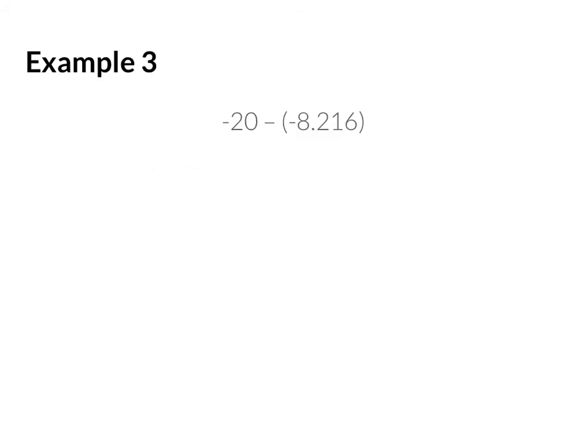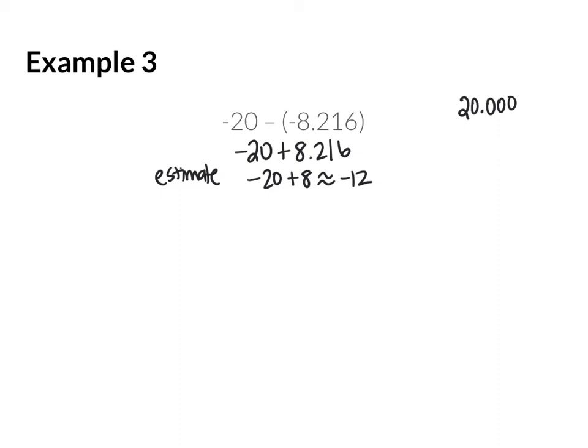For example 3, I have another double sign, -20 plus 8.216. I'm going to estimate, and you can start doing these estimates mentally. You don't always have to write them down. That's about -20, or I guess exactly -20, plus about 8 gives me an estimate of -12. I come to the side, and I'm going to say 20 subtract 8.216. Oh, all of the zeros with subtraction.